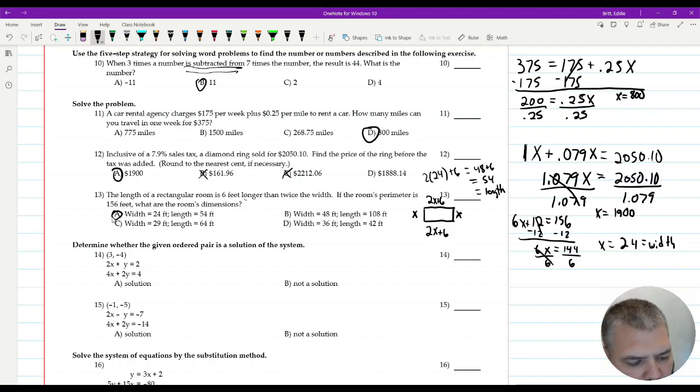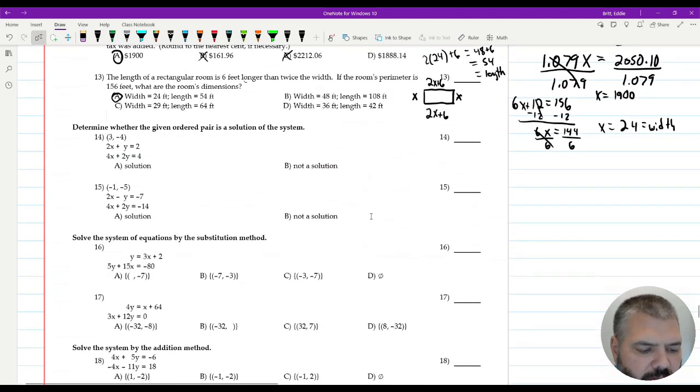All right, number 14 says determine whether the given ordered pair is a solution of the system. Basically it says, is this an answer for that system of equations? The way you can tell that is if you plug in a 3 for your x and a -4 for your y in each equation separately, you should get two true statements. If you do, it's a solution. If you get one that's false or both that's false, it's not a solution.